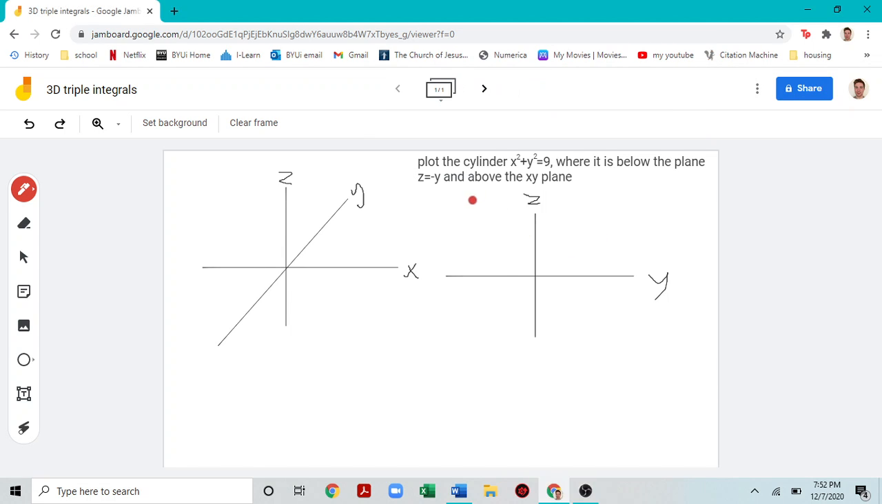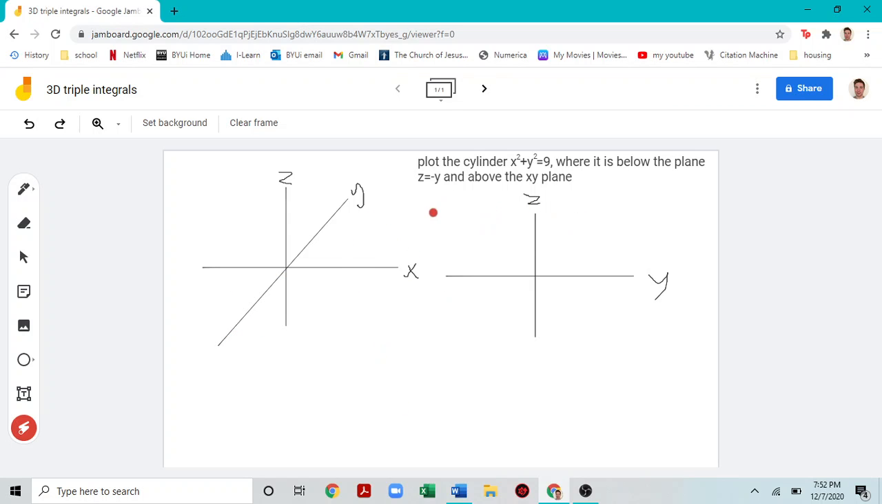All right, what I'm going to be going over today is plotting a triple integral and also actually setting it up based on a little phrase or saying of what we have. So for example, right here, we want to plot the cylinder where it is below the plane z equals negative y and above the xy plane.